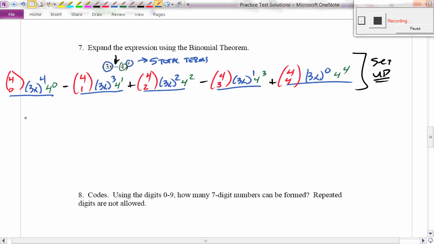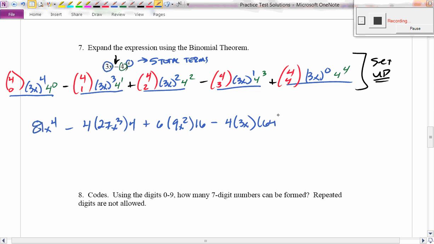So 4 choose 0 is 1. So I'm going to have 3x all to the 4th. So that becomes 81x to the 4th. Minus 4 times 27x to the 3rd times 4 plus 6 times 9x squared times 16 minus 4 times 3x times 64, and then finally plus 256. So that's one phase of the cleanup.